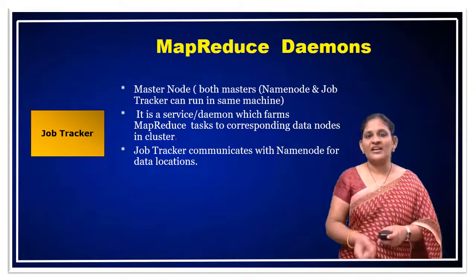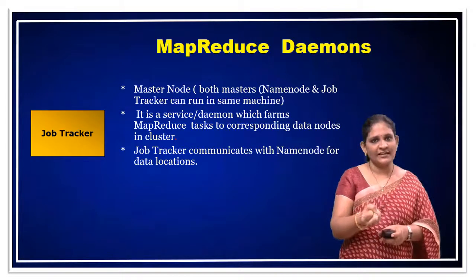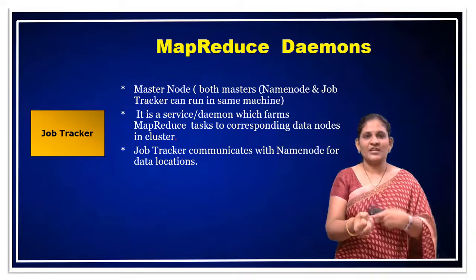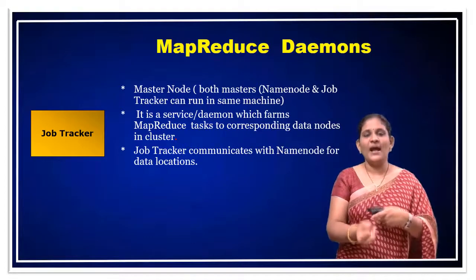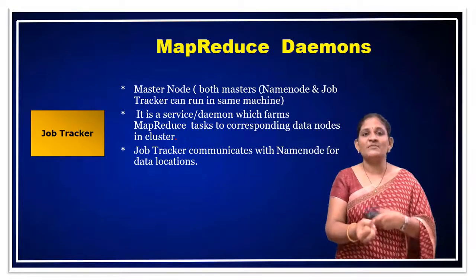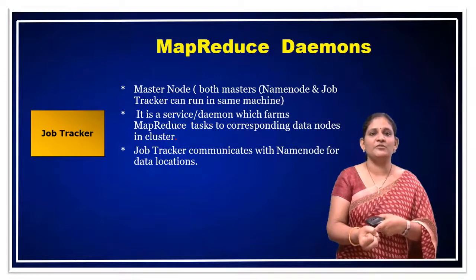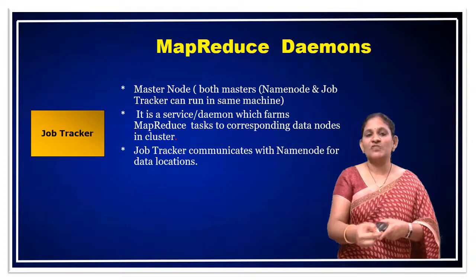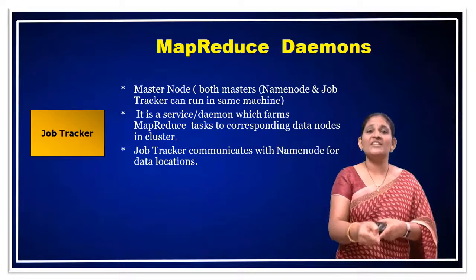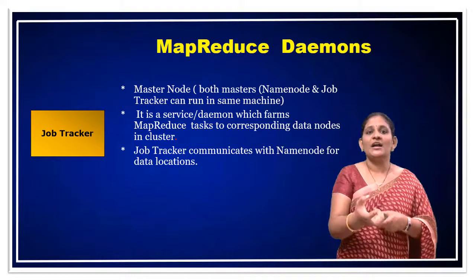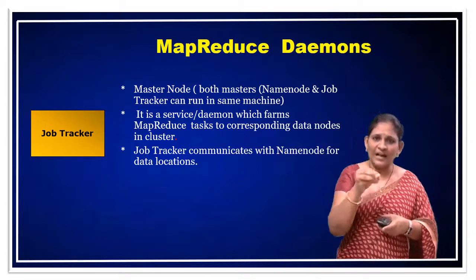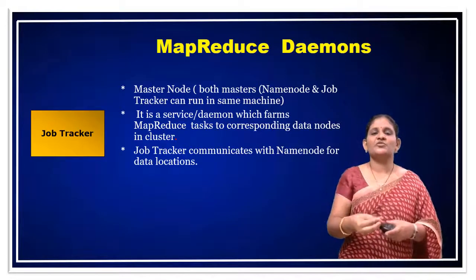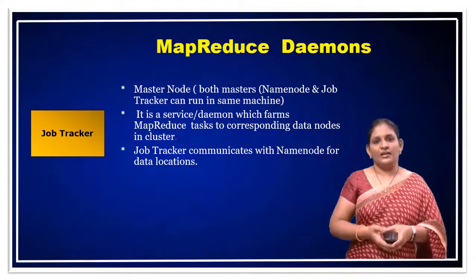Now the task tracker will trigger and receive that MapReduce job, whichever is sent by the job tracker. The task tracker will receive the MapReduce job, and it is the responsible one to execute the MapReduce job by interacting with the data node. The task tracker will interact with the data node because the data node has the actual data. So on that data only this MapReduce program needs to execute. So only the task tracker will interact with the data node.